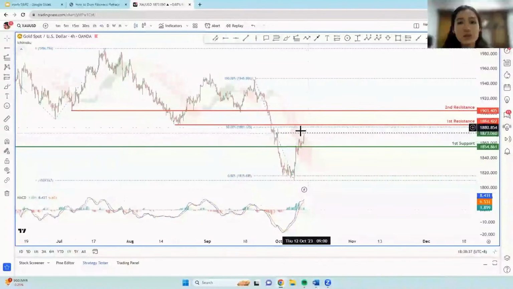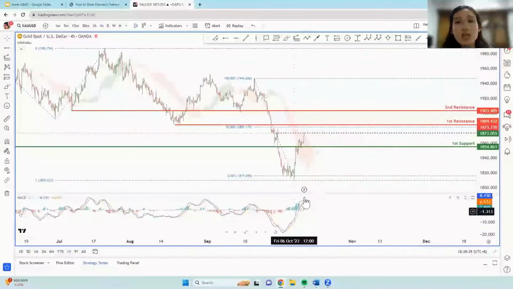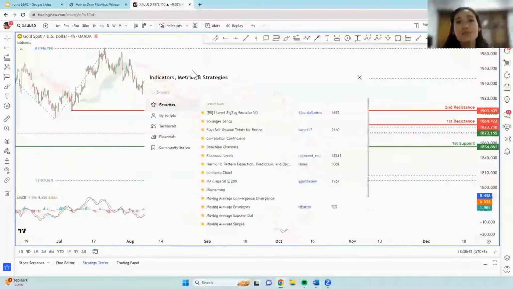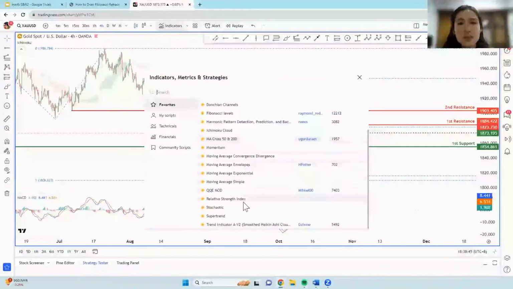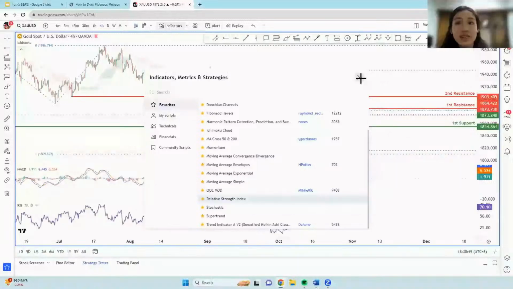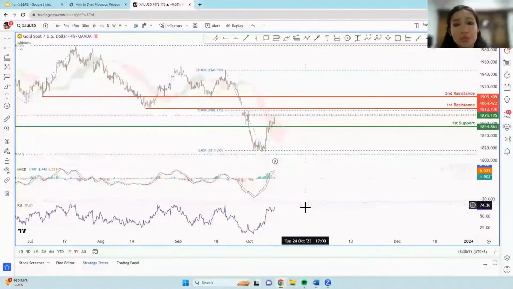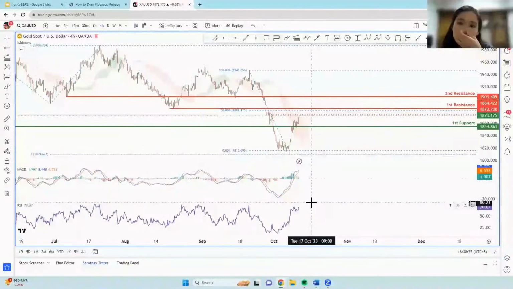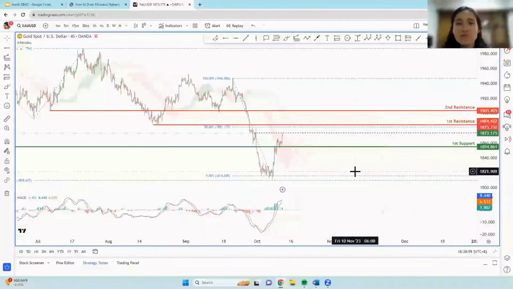Okay, and you can see price is moving above the Ichimoku cloud. MACD is also giving us a bullish signal. So I like to use MACD and Ichimoku because at one glance I can see exactly what the signals are. Okay, RSI isn't really telling us much.